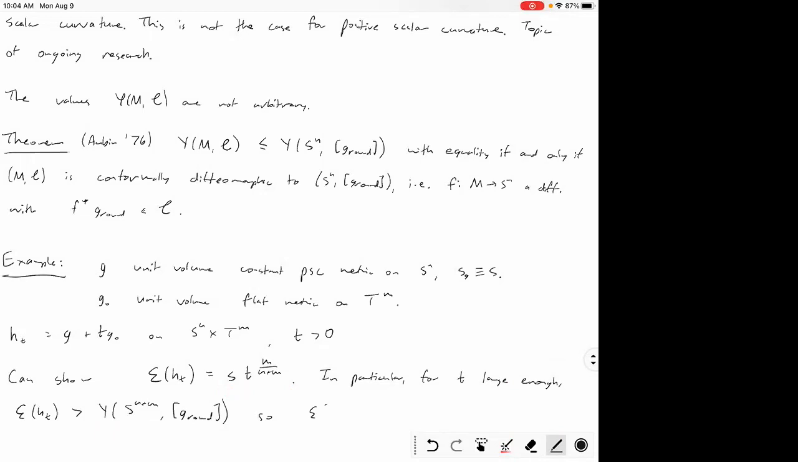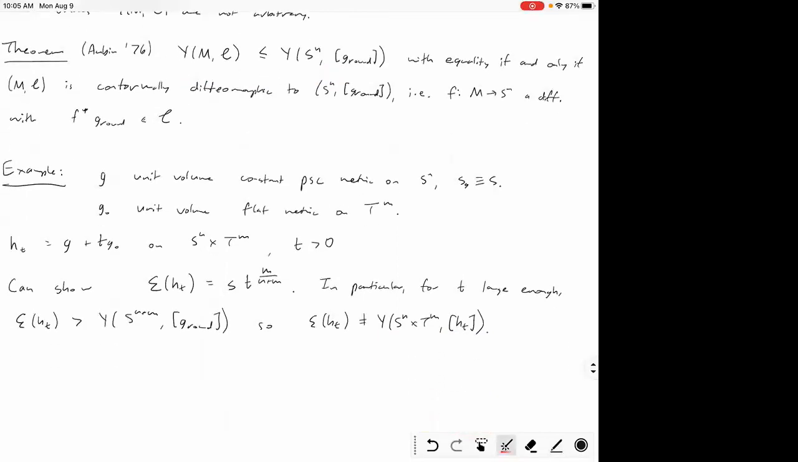So we see that it cannot be equal to the Yamabe constant of its conformal class. Because if it were equal to the Yamabe constant of its conformal class, then it would violate this inequality that Aubin had established. So h_t is a constant scalar curvature metric.